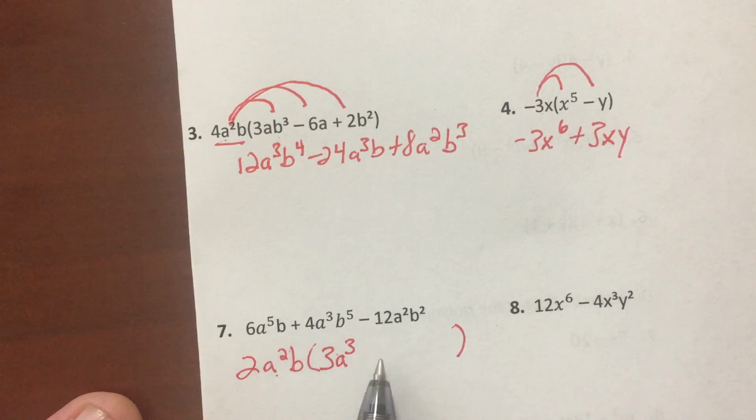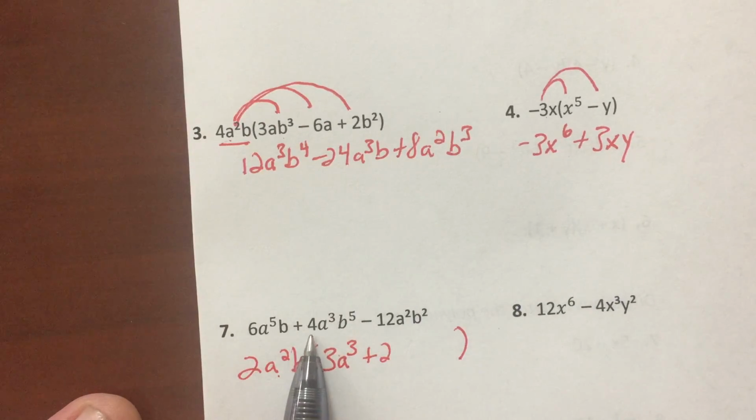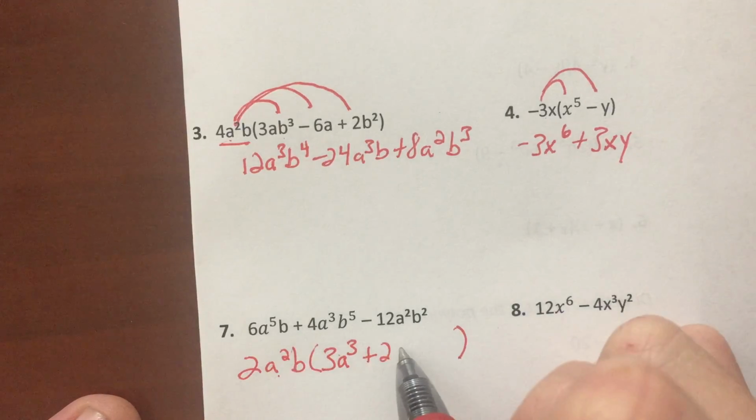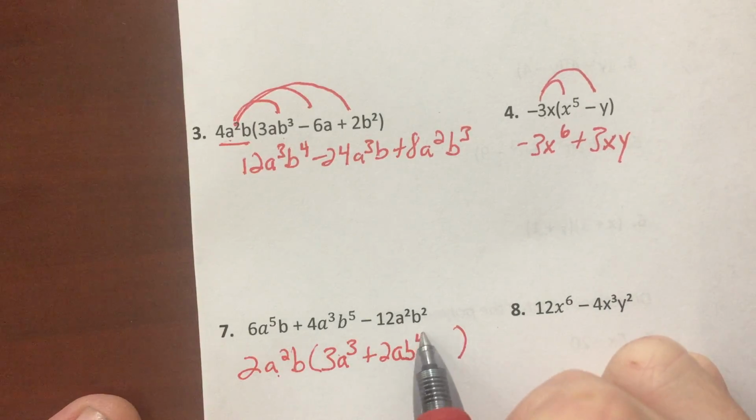2a squared b times what would be 4? A to the third, b to the fifth. I need 2 times a positive 2 to make this positive 4. A to the second needs 1 more a to become a to the third. B to the first becomes b to the fifth, so I need 4 more b's.